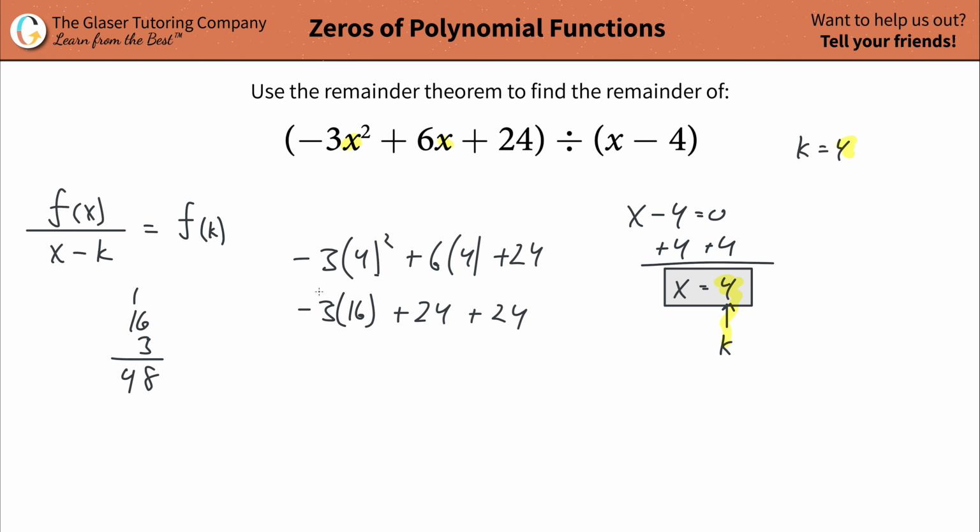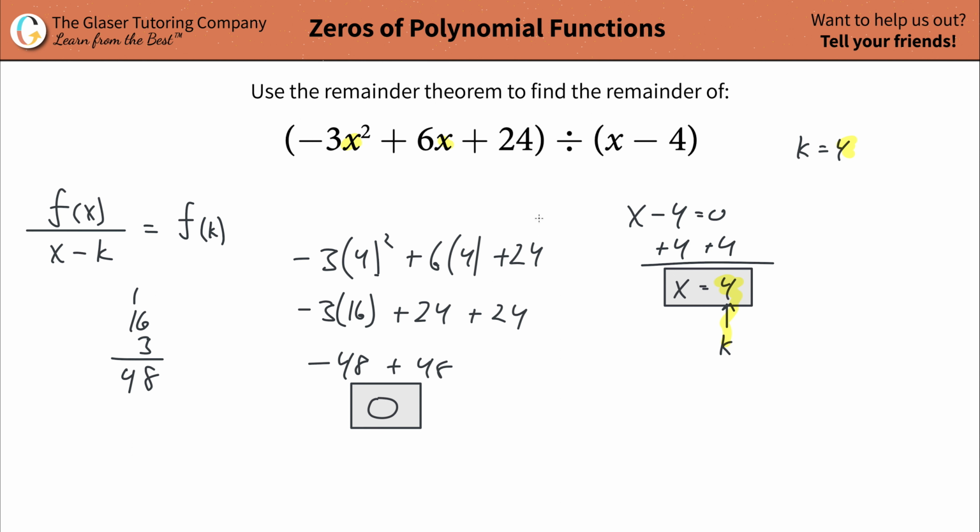So 48, but don't forget this is a negative. That's positive, so it should be a negative 48. Okay? Positive 24, you can combine those terms. That should be, oh, wait a minute, a 48 and negative 48. Oh, 0. The remainder is 0. So this thing should divide into this evenly and perfectly.